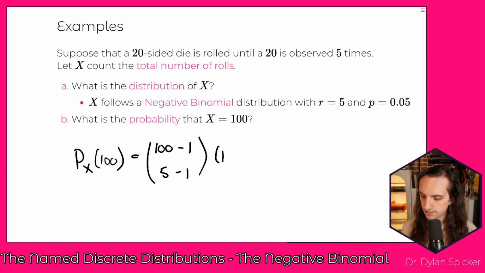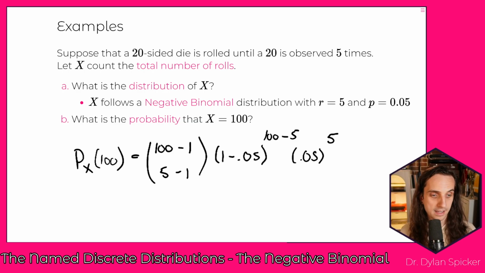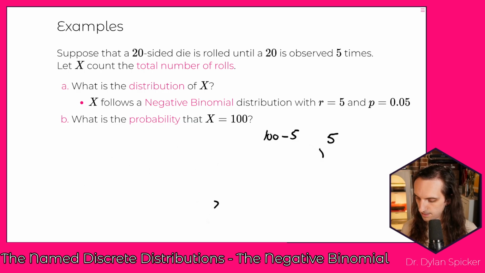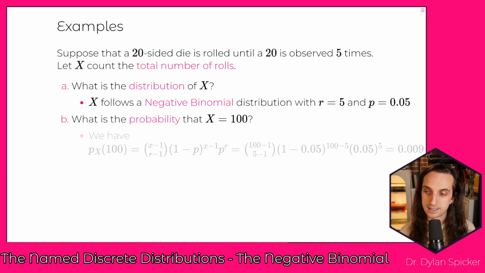And then we take 1 minus our success probability, which is 0.05, to the power of x minus r, so 100 minus 5, times by 0.05 to the power of r. Okay, and then we can work this out using a calculator, and that will give us the actual probability here. Right, so using that PMF, we can get our probability that x is 100.